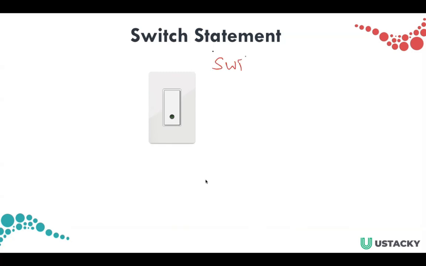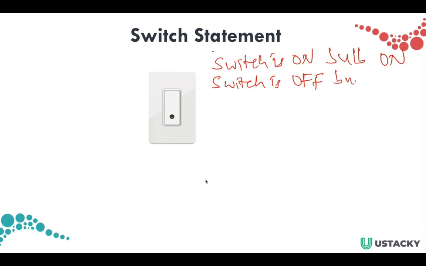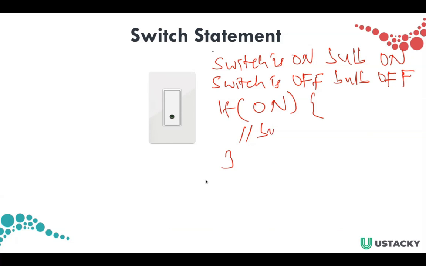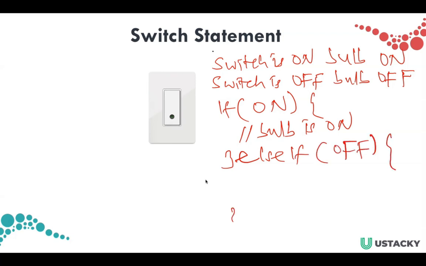When the switch is on, the bulb will be on. And when the switch is off, the bulb goes off. We notice that this statement of ours can be represented in if-else statements. We can have something like this: if on, bulb is on, else if off, bulb is off.